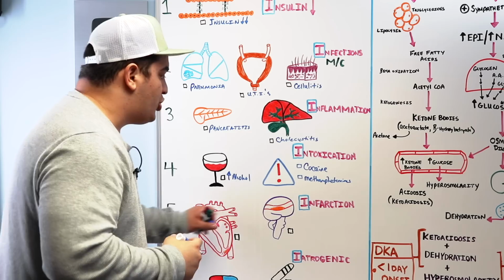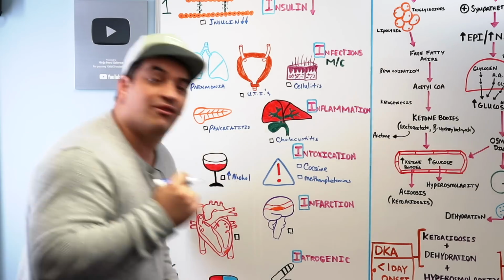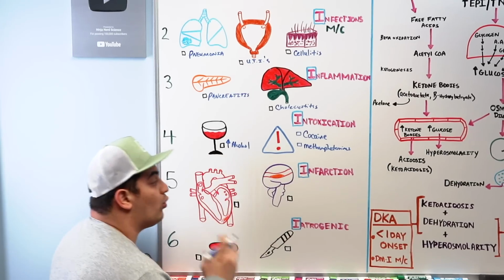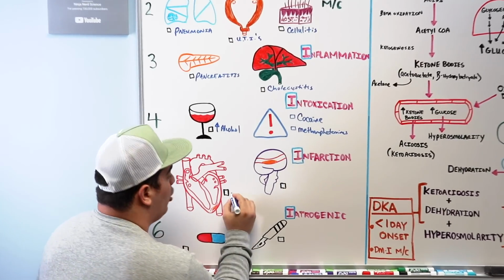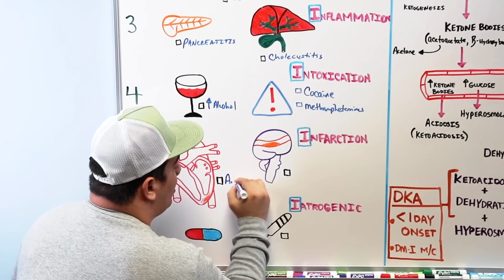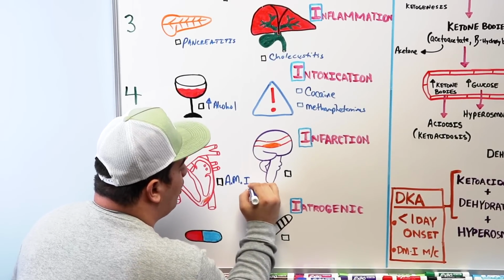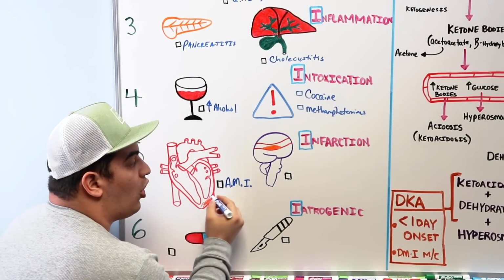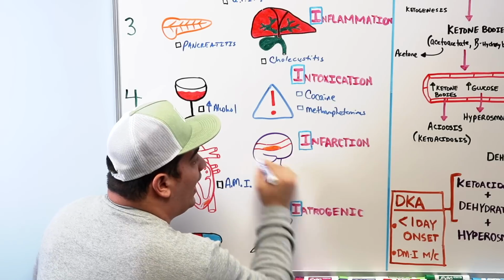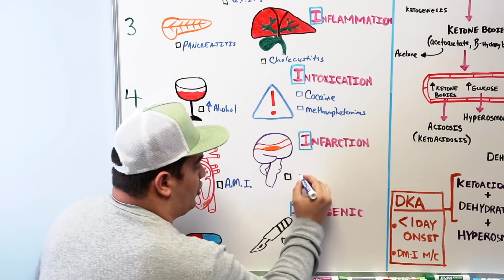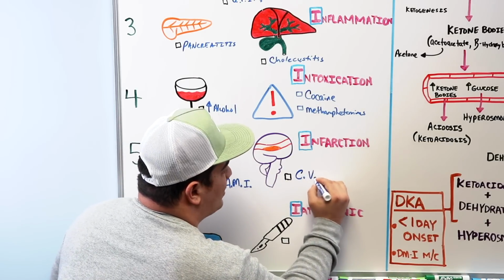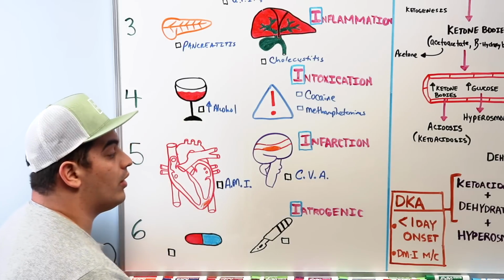The next thing is I want you to remember infarction. With infarction, I want you to remember 2 particular organs that can create this increased insulin demand. One is an acute myocardial infarction, so some type of infarction of the cardiac tissue, or an infarction of the cerebral tissue, so a cerebral vascular accident or a stroke.